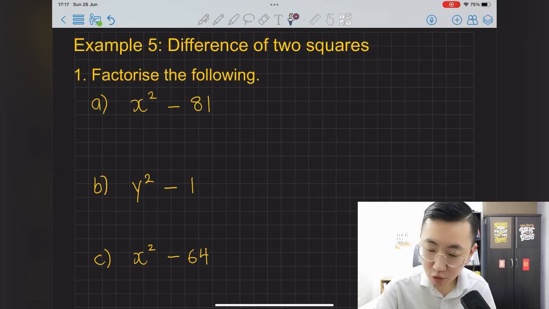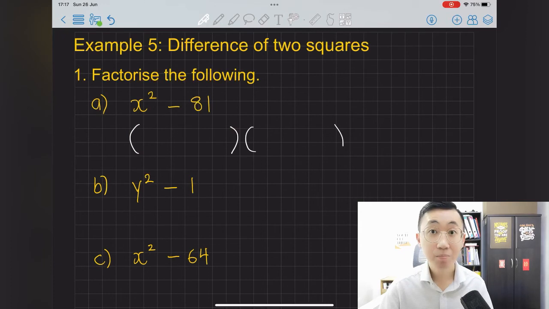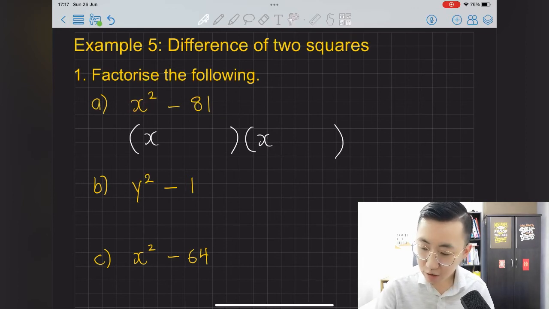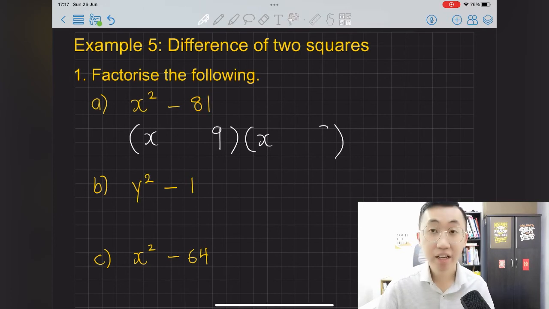And how are we supposed to do them? It is actually a double bracket as well. So we lay out the double bracket. Okay, then focus. How do we get x squared? You are going to put x and x in front. How do you get 81? You lay out 9 and 9. So 9 times 9 will get you 81.